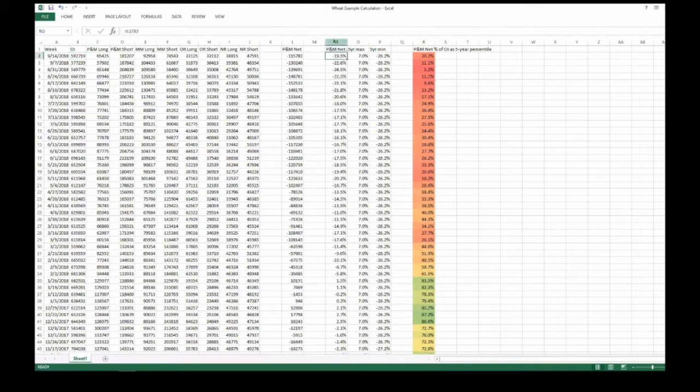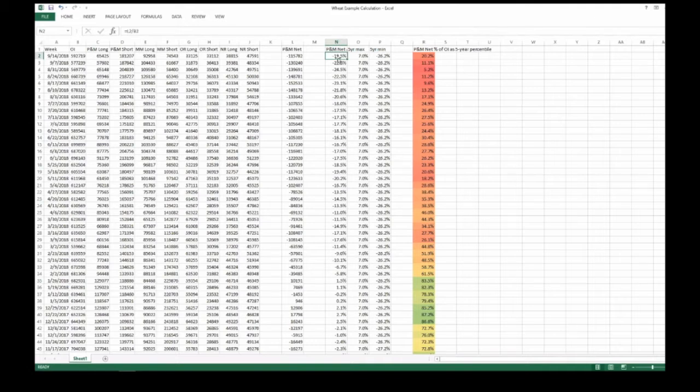So this is the net position of commercials in the wheat market right now. You can see they're leaning net short. They've got a net short position of about 20% of the open interest. But remember, I don't care about the current number. I care about whether the current is extreme or not relative to the past. And the past for me equals 5 years.